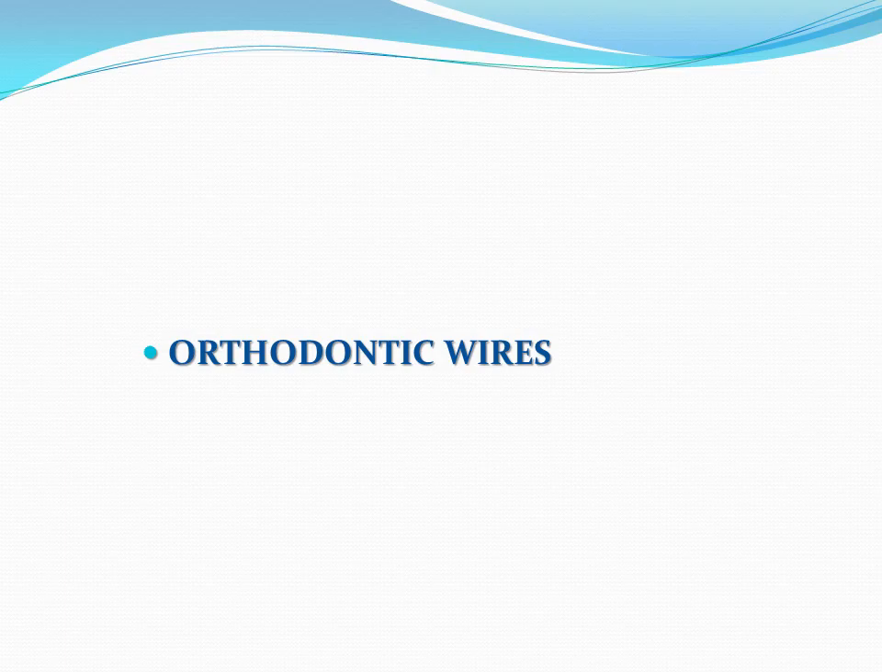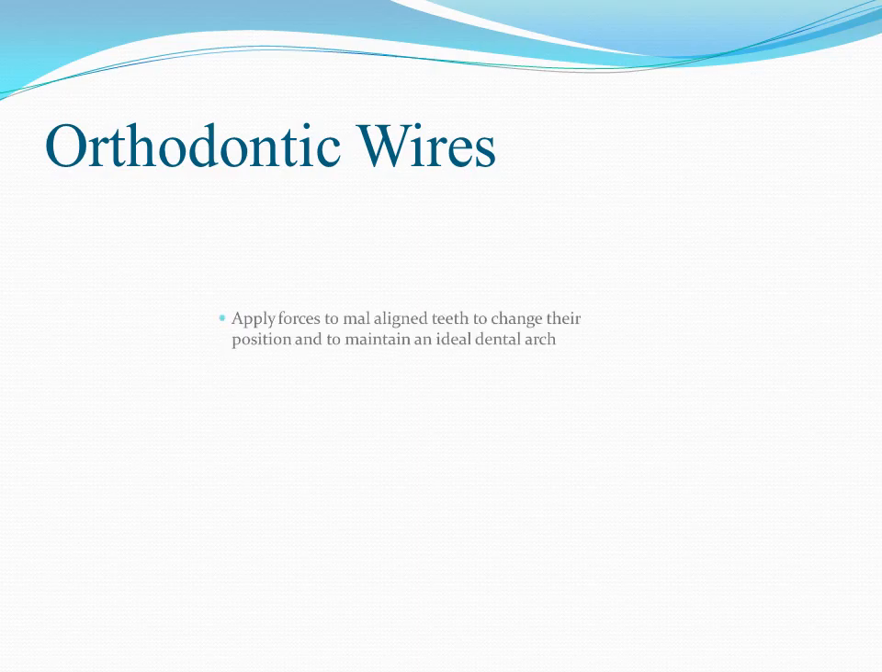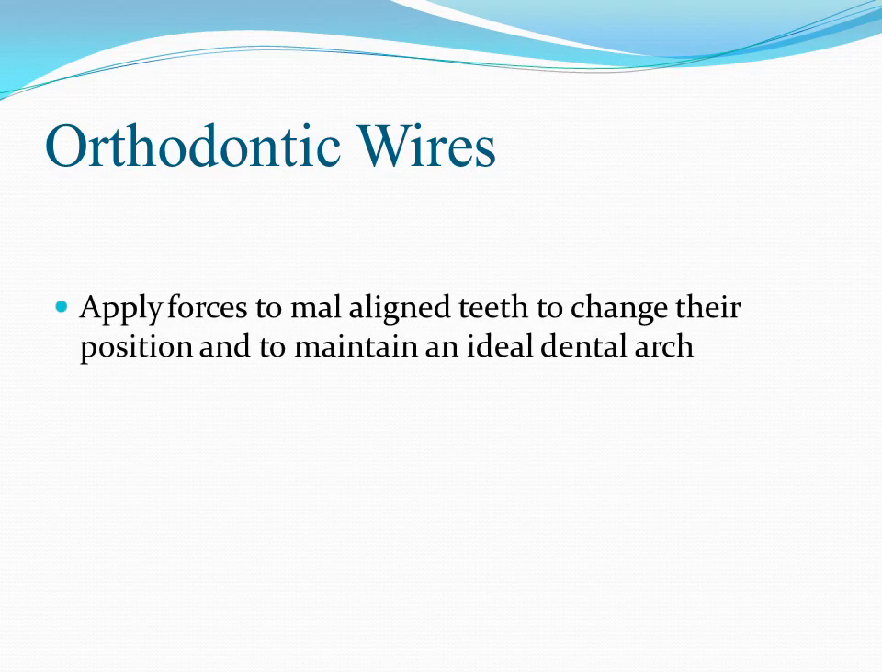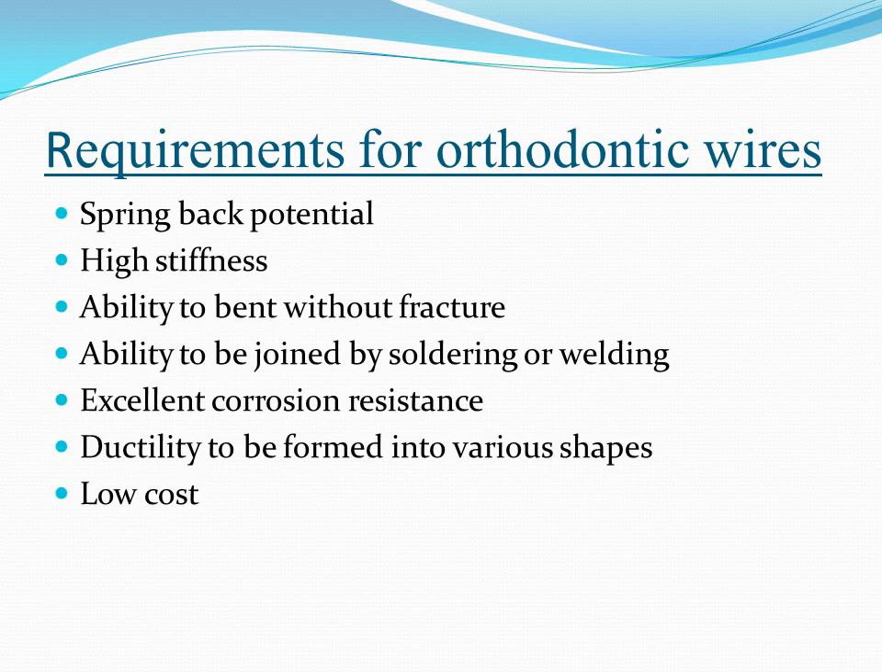Now let's talk about the orthodontic wires. What is the role of orthodontic wires? They are supposed to apply forces to the malaligned teeth to change their position and maintain the proper occlusion in an ideal dental arch. What are the requirements of orthodontic wires? Well, they should have a good spring back potential. Spring back potential means that the wire should have a certain degree of flexibility and elasticity so that it can carry out tooth movement by exerting forces on the tooth.